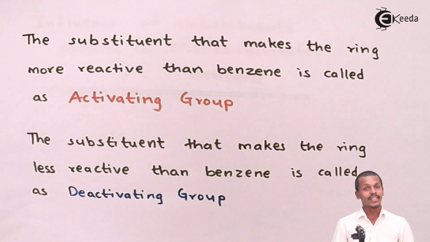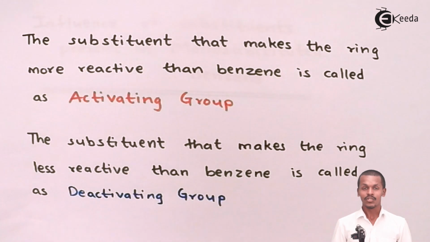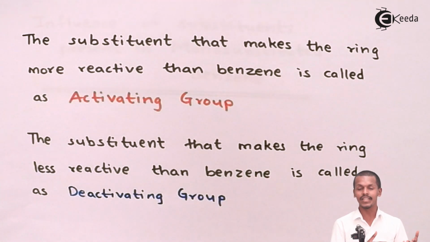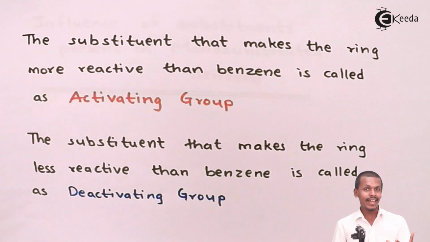So basically the substituent that makes the ring more reactive than benzene is called an activating group. Benzene is known as a stable compound that undergoes substitution reactions, moreover electrophilic substitution reactions, and it doesn't undergo addition reactions very easily. So benzene is quite reactive when it comes to substitution reactions. But what if a monosubstituted benzene is present, that is, one hydrogen of the benzene is replaced by another group? Does that make the benzene more reactive or less reactive?